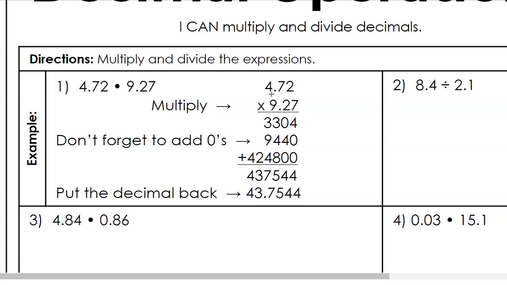So we're going to do a multiplication problem first. I keep making a mark. Sorry, y'all. Give me 1 second.